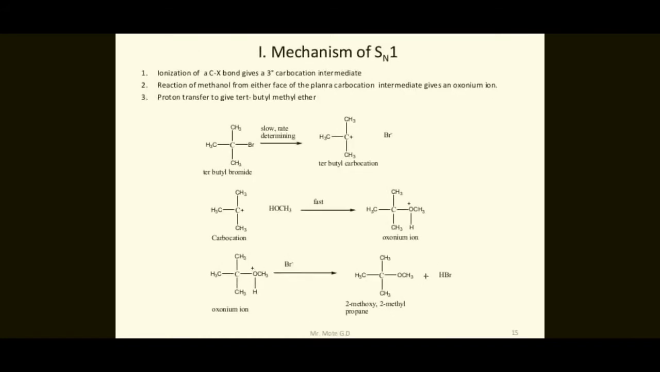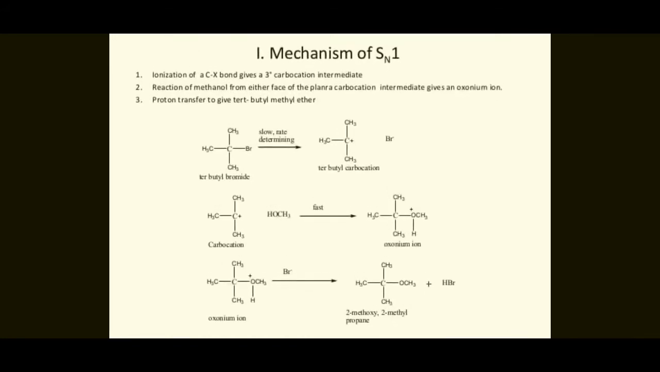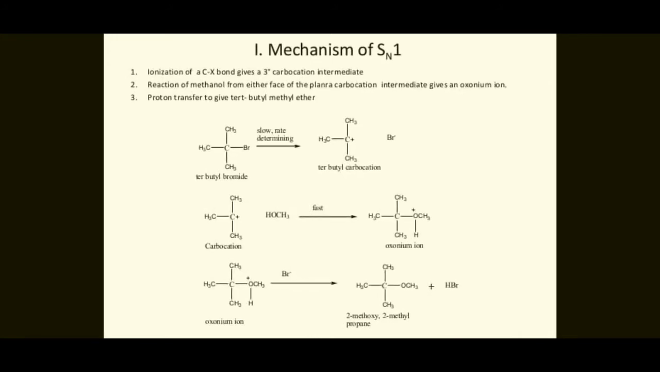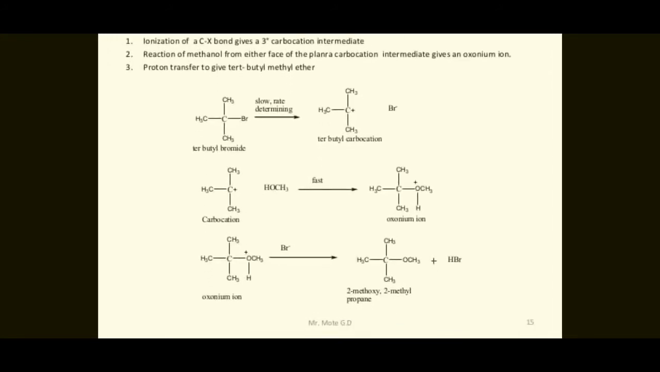The mechanism of the SN1 reaction: the first step is ionization of the C-Br bond, giving the tertiary carbocation intermediate, and reaction with methanol forms the oxonium ion. The planar carbocation is the intermediate, which gives the oxonium ion, and the third step is proton transfer to give tertiary butyl methyl ether. In the first step, tertiary butyl bromide reacts slowly and converts to the intermediate, the tertiary butyl carbocation, in the slow and rate determining step, plus Br minus.